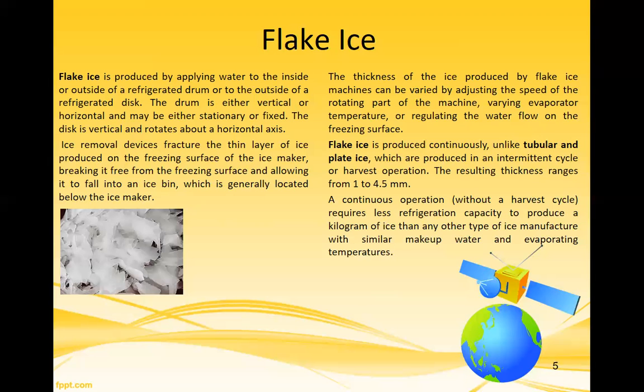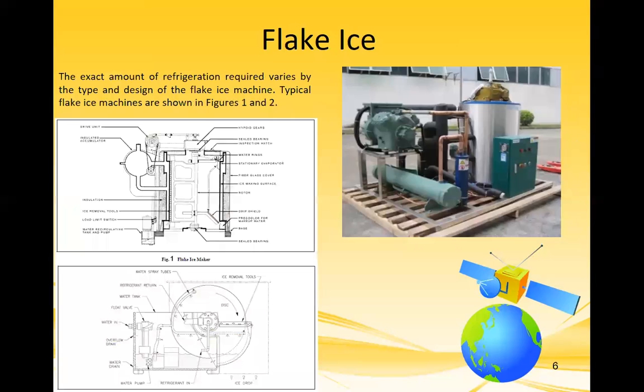A continuous operation without a harvest cycle requires less refrigeration capacity to produce a kilogram of ice than any other type of ice manufactured with similar makeup water and evaporating temperature. So the exact amount of refrigeration required varies by the type and design of the flake ice machine. Typical flake ice machine as in Figures 1 and 2.